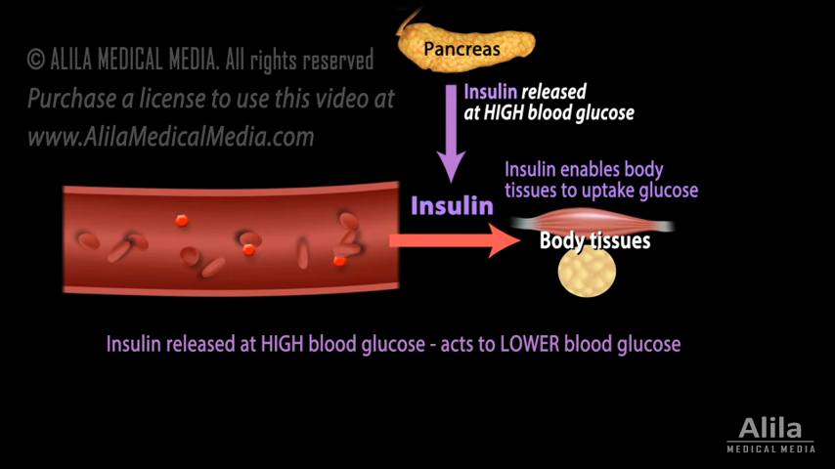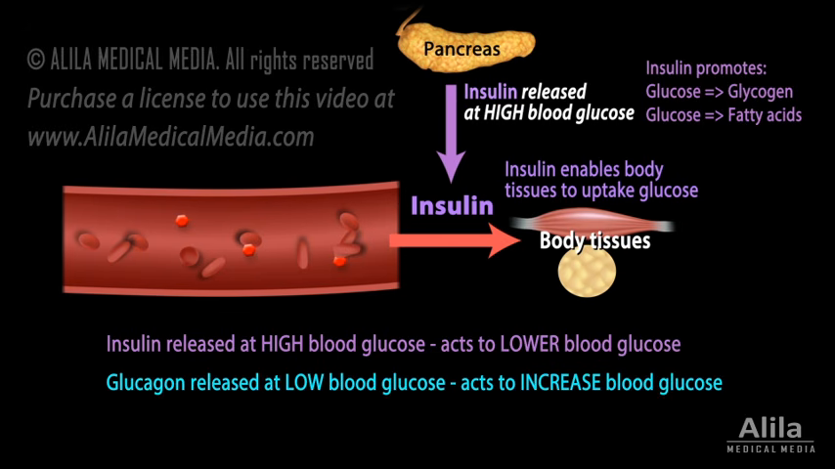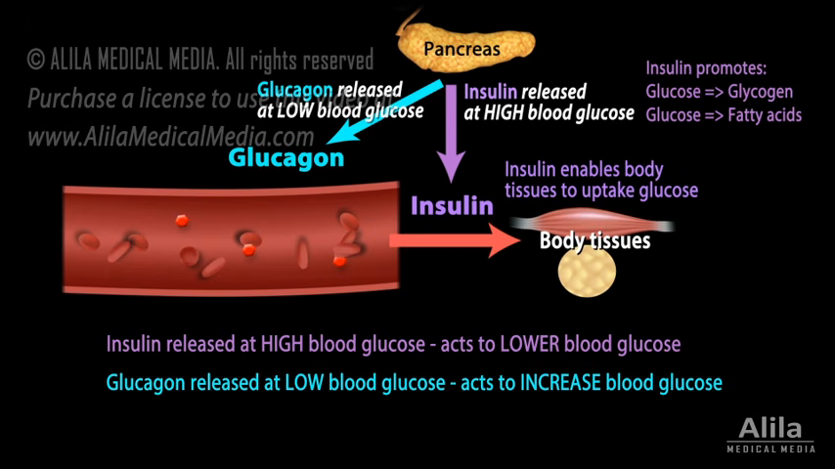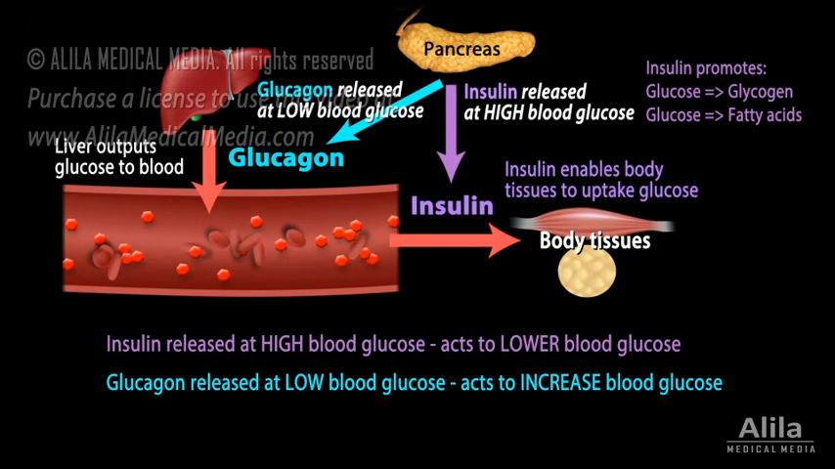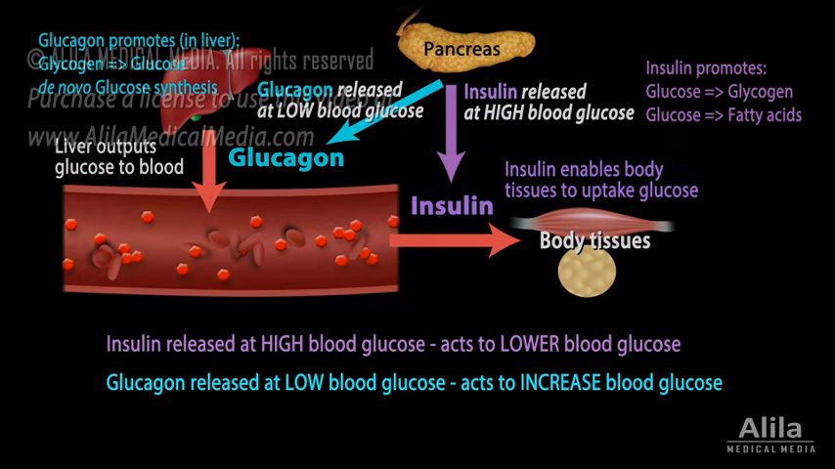Insulin also reduces glucose levels by promoting its conversion into glycogen and fatty acids. On the other hand, low blood glucose levels, such as during a fast, induce glucagon release. Glucagon increases glucose levels by converting glycogen back to glucose and promoting de novo glucose synthesis.